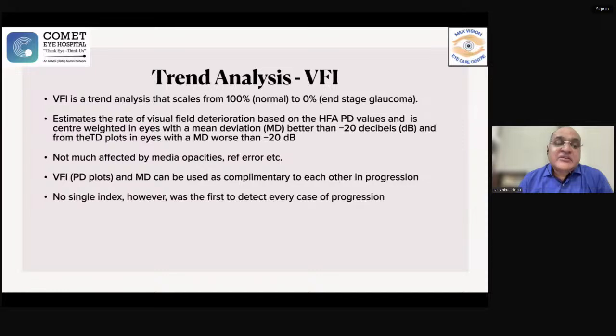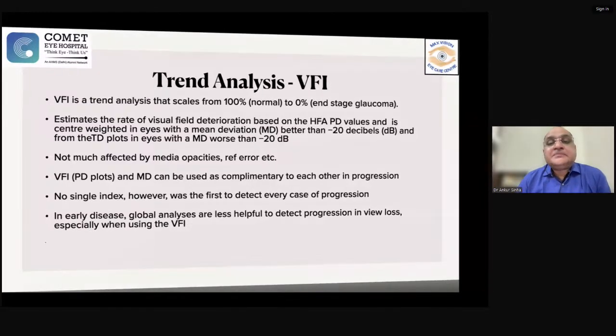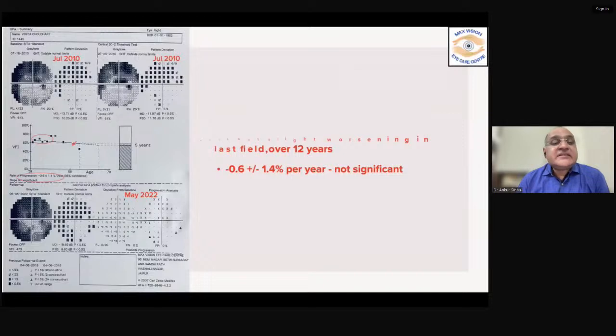So I would just like to say that there is no single index which can give you progression in each and every case. And in the early diseases, the global analysis is very less helpful because it will just give you a global form of the visual field which is happening, but there could be increase in the focal defects, which is going on in the early loss of glaucoma. So this is a VFI of a patient over a period of another 12 years.